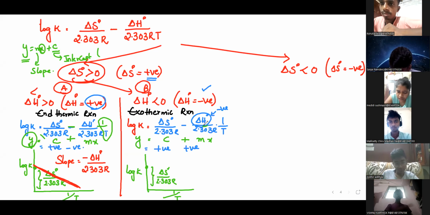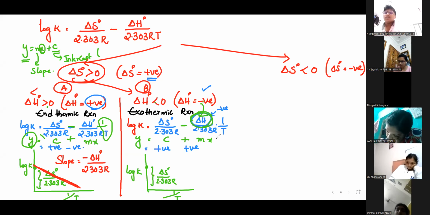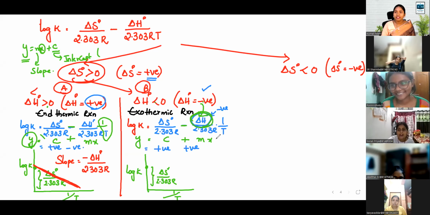Listen. Very easy. For delta H, I am substituting conditions, because there are two conditions: one is positive, one is negative. Positive is already over. Now negative: here negative into negative becomes positive, like minus 5 into minus 5 is plus 25. So here negative into negative will become positive. So the graph will be how? Tell me. Increasing.